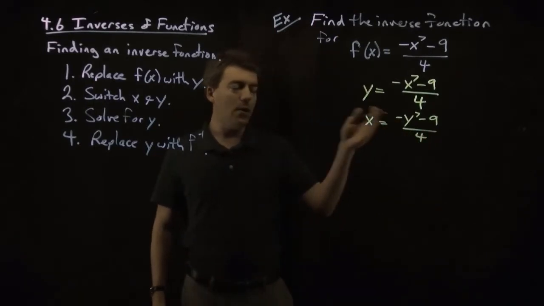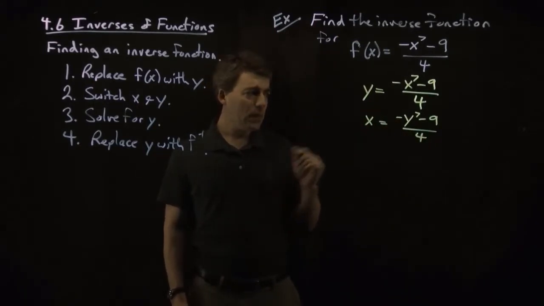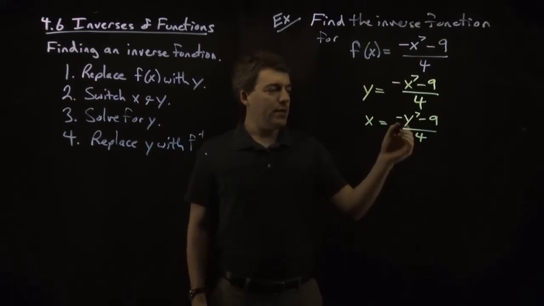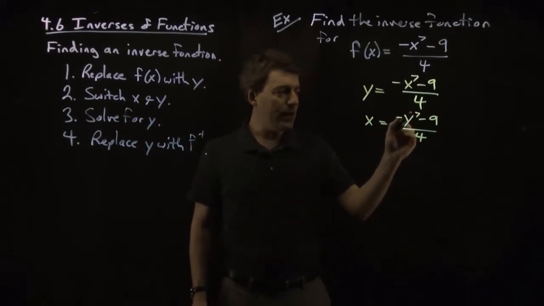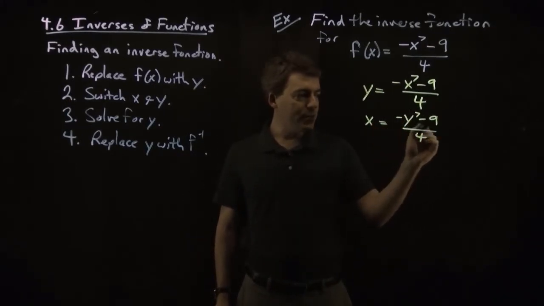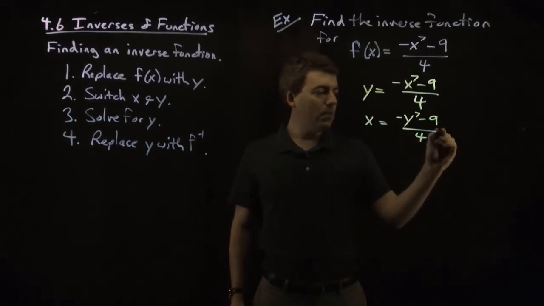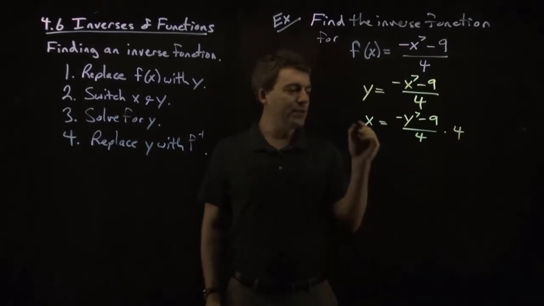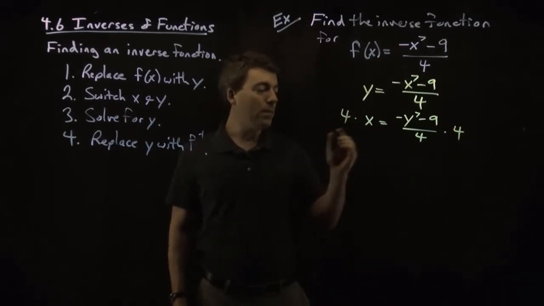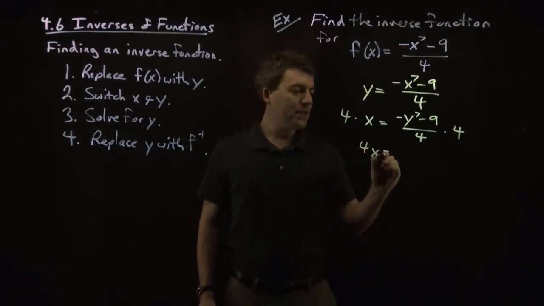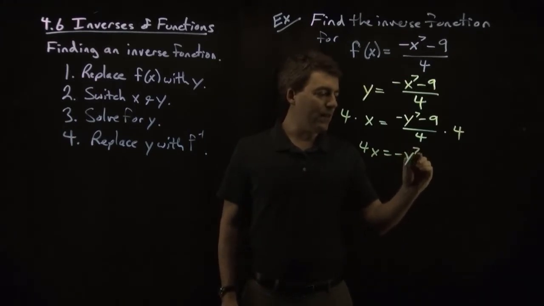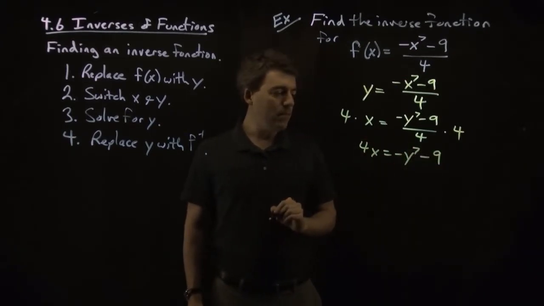All right, and now we solve for y. So let's see. The y is in here. It's being raised to the 7th power. Take its opposite, subtract 9, we divide the whole thing by 4. So we need to get rid of this divide by 4. We can do that by multiplying both sides by 4. So we have 4x equals negative y to the 7th minus 9.